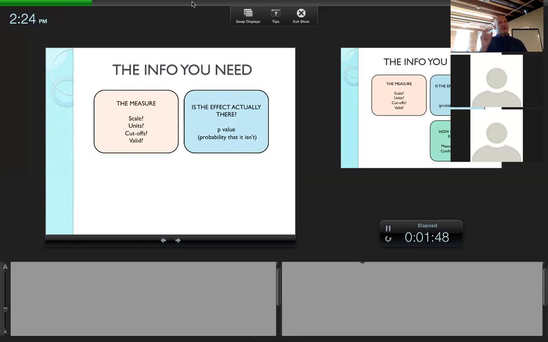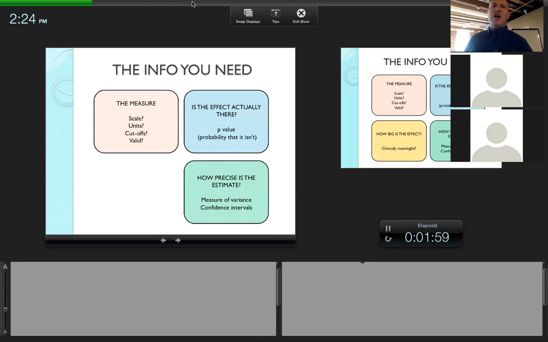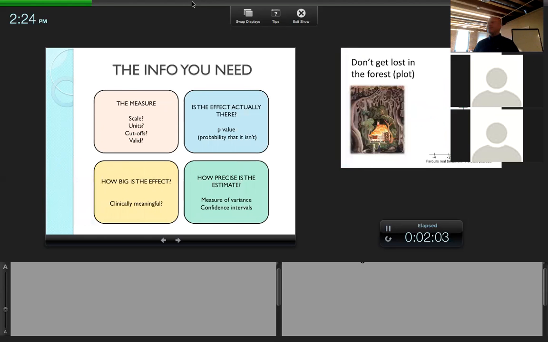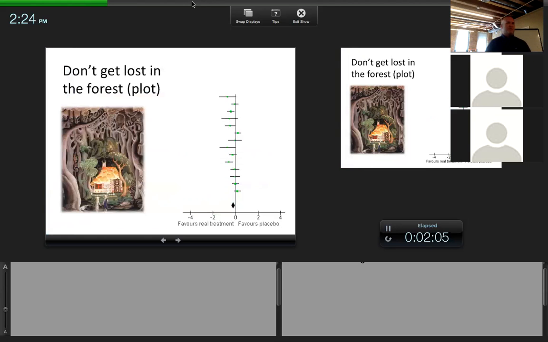So that's, when you look at the pooled estimate of effect that you get, does it cross the line of no effect? And if so, how far? Which of course is just really a corollary of the p-value. How precise is the estimate in terms of those confidence intervals, and how big is the effect? So here's a forest plot.